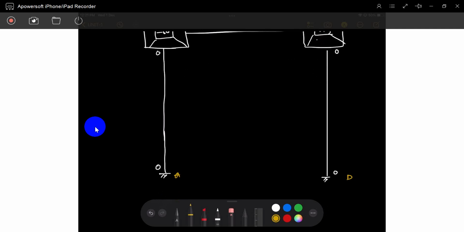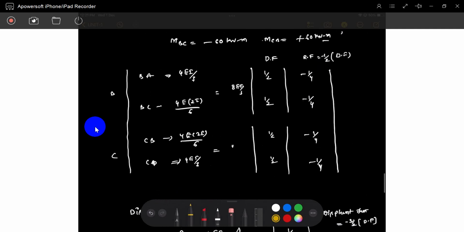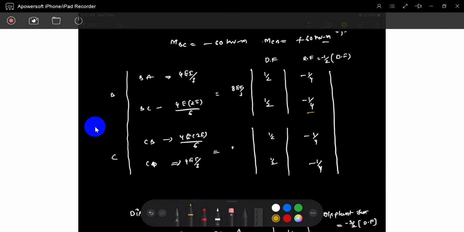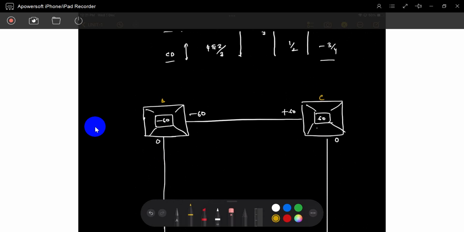And also the rotational contributions. What is the rotational contribution for BC? For BC it is 1 by 4, 0.25. For BA, 0.25. So minus 0.25, minus 0.25. Here also, minus 0.25, minus 0.25. Okay, that's one thing.